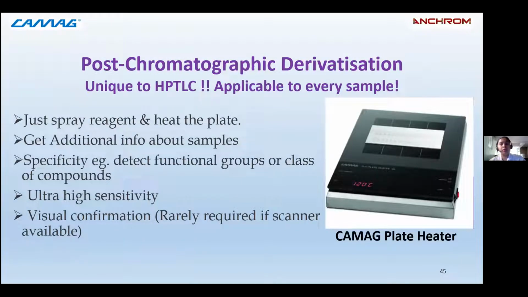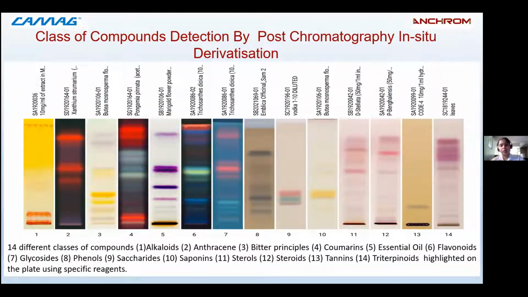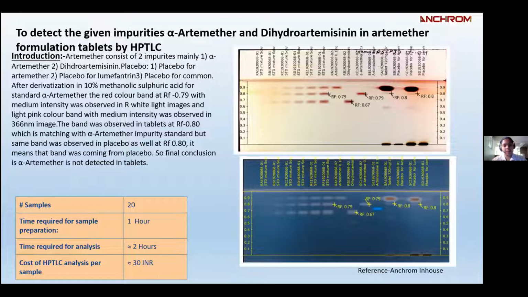Post-chromatographic derivatization is mostly unique to HPTLC, as we have to spray our reagent on the plate. So you just have to spray your reagent and heat the plate. You get additional information about the sample. Also the specificity of the functional group and class of compound you get. You get ultra high sensitivity and visual confirmation. So this is a type of result. This is usually used in herbals, but we can also use it for APIs. Likewise, we have given further examples.